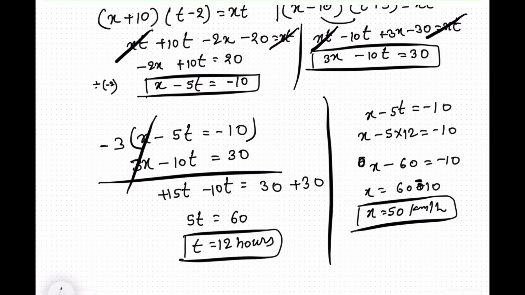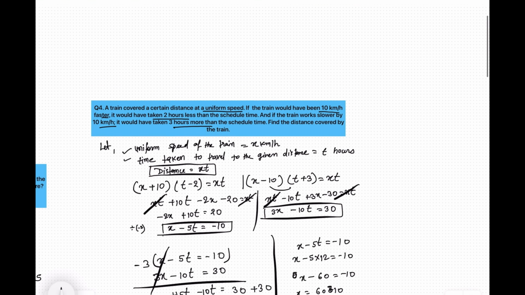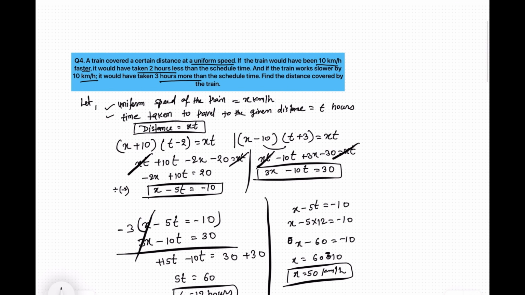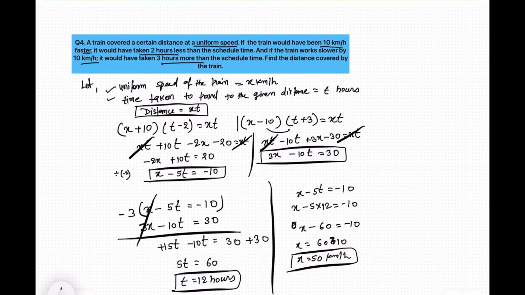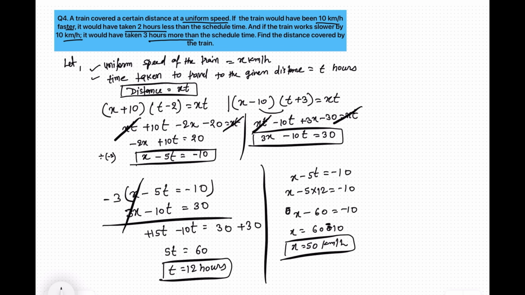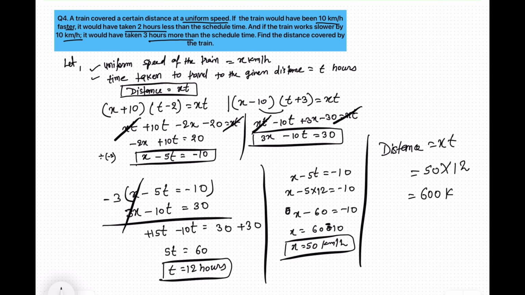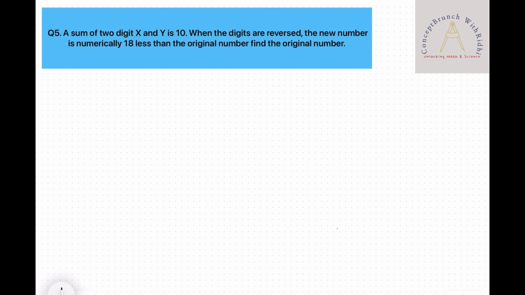Now, what is the question? Find the distance covered by the train. So the distance we can find is equal to xt, right? So x is 50 times 12. That is 600 kilometers, the final answer. This is our fifth question.